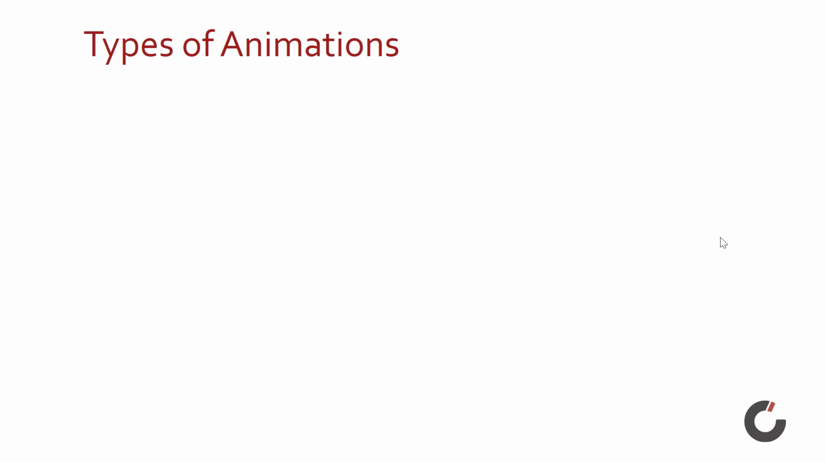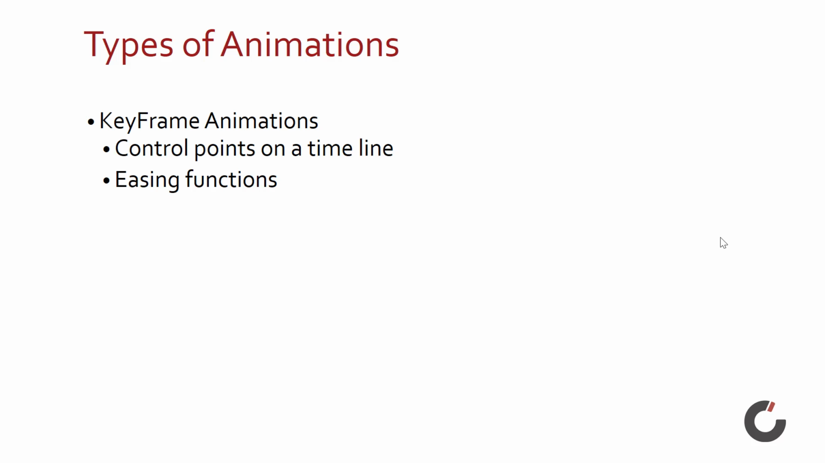So what are the types of animations that are available to us? Well, we have a keyframe animation, and the idea behind this is that we can set a number of control points along a timeline, the timeline being the duration of the animation, and we can specify what value a particular property of a visual should be set to at that particular point in time. We can also leverage easing functions, which change how that value changes over time.